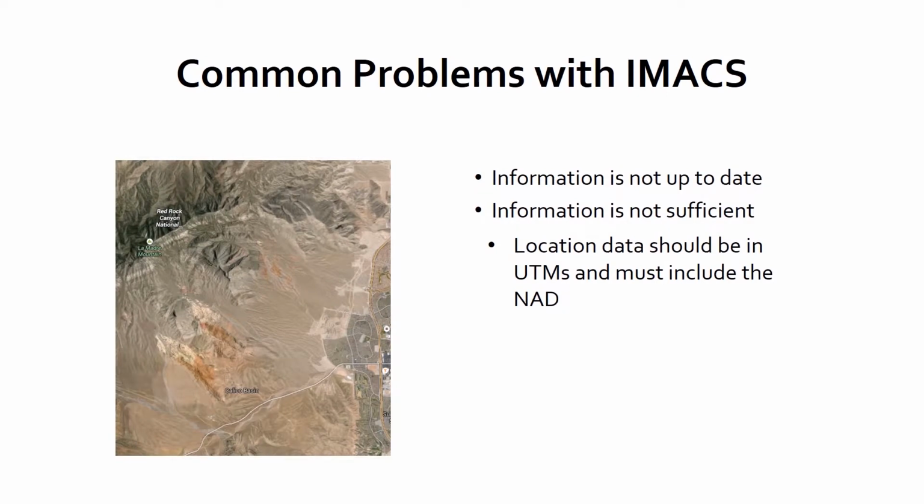So some common problems with IMACS or site records is the information is not up to date or it's insufficient, and the location information may not have given the necessary grid system that was used, so you could be off by up to like 200 meters. So we really want to double check all that information as close as possible.